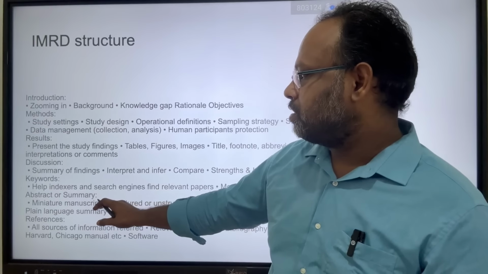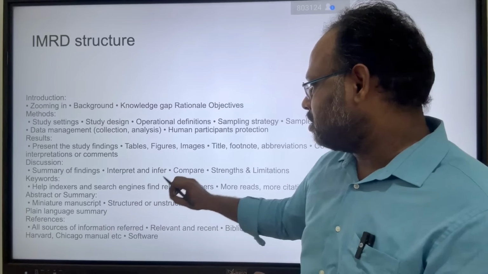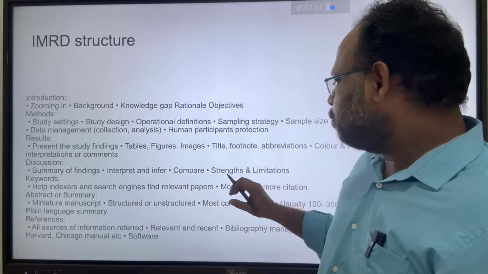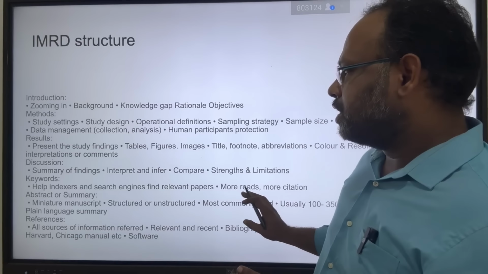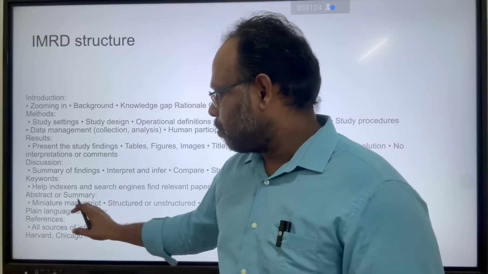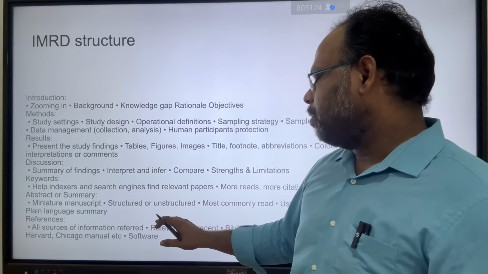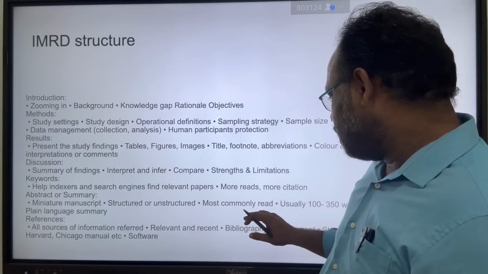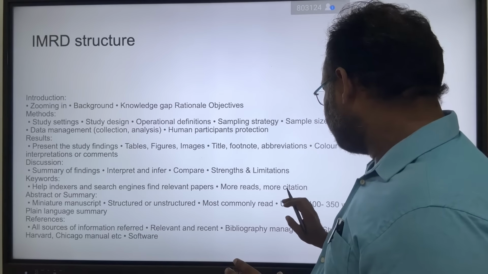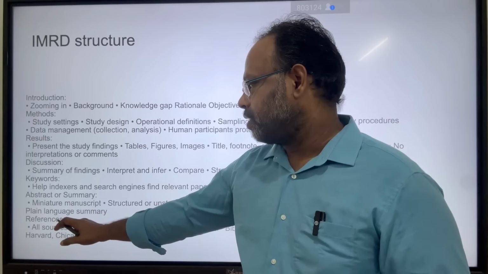The purpose of keywords is to help the indexers and the search engines find the relevant papers, which will lead to more reads. It will lead to more citations also. We have the abstract or summary, that is a miniature manuscript. It may be structured or unstructured. It is the most commonly read part, usually 100 to 350 words long. There can also be a plain language summary.